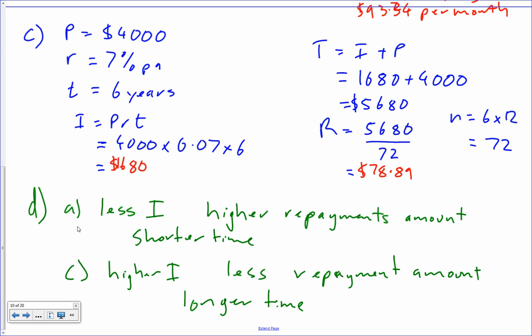So whether you choose less interest, so you're going to pay $80 less over the time, but you're going to be financially harder hit because you're going to be paying $93 or $94 per month in A, but you're only paying around $80 a month in B, but it's going to take you an extra year to pay off and you're paying $80 more in total.